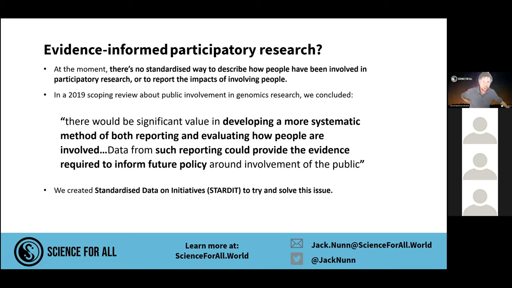For example, in the 2019 scoping review about public involvement in genomics research, we concluded that there'd be significant value in developing a more systematic method of both reporting and evaluating how people are involved in research. And data from such reporting could provide the evidence to inform future policy.